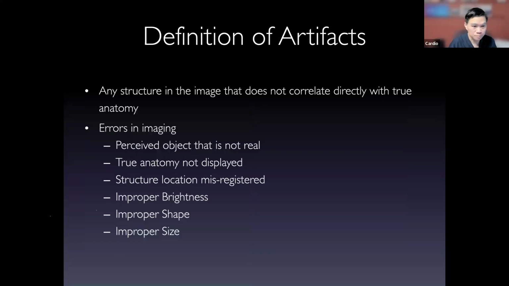Definition of artifacts. So the bottom line is an artifact is any structure in the image that does not correlate directly with true anatomy. These are errors in imaging, for example, a perceived object that is not real, true anatomy that is not displayed, structural location that is misregistered, improper brightness, improper shape, or improper size.